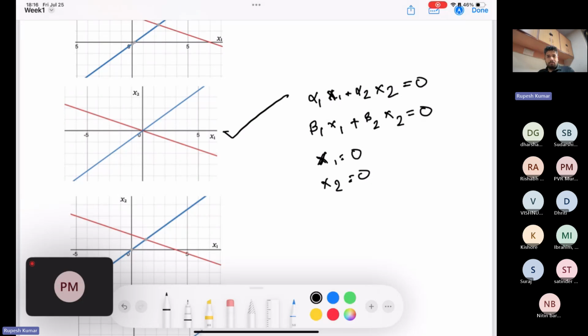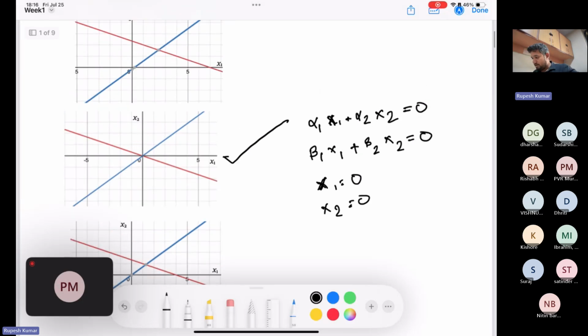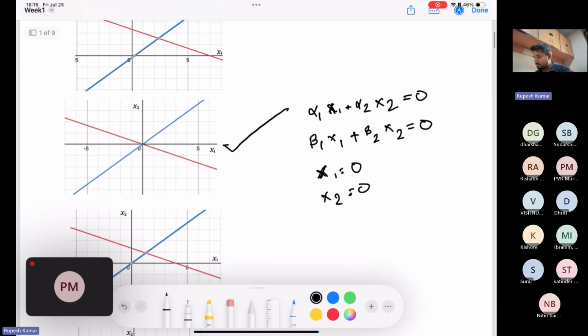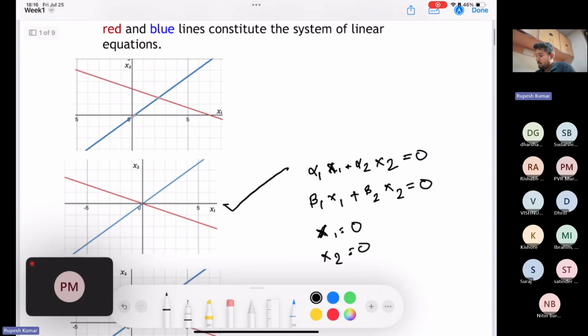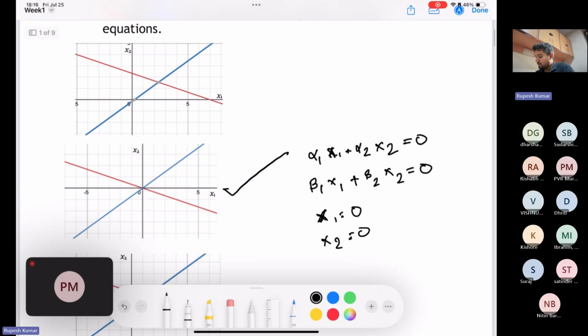So this is the first problem that we discussed. And if you look at it geometrically, for any system of equations, if you have two linear equations and you want to find the solution of these two linear equations, what you do is you plot the lines corresponding to these linear equations on the coordinate axis, and find the point of intersection. And that point of intersection essentially corresponds to a solution.